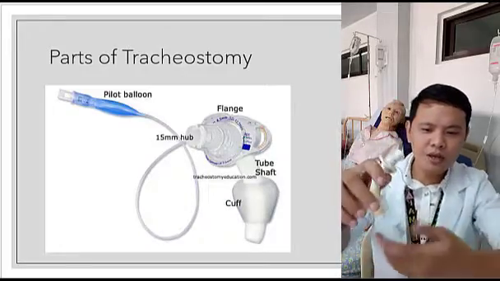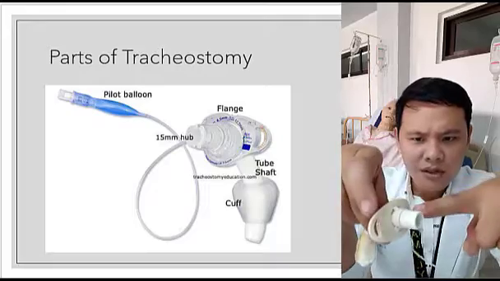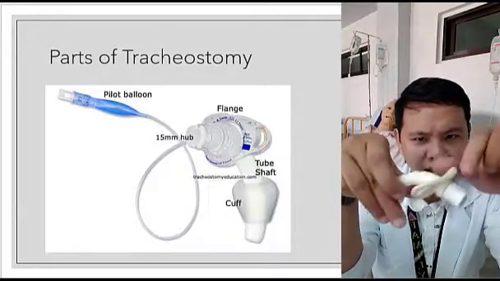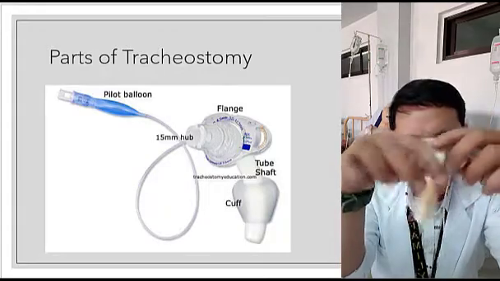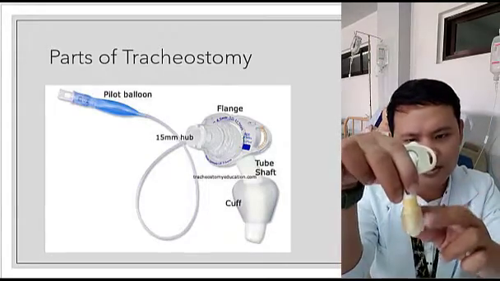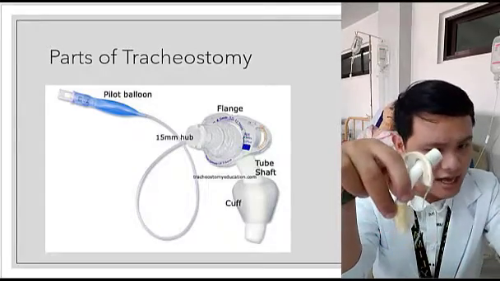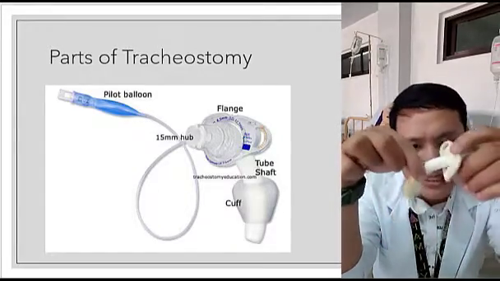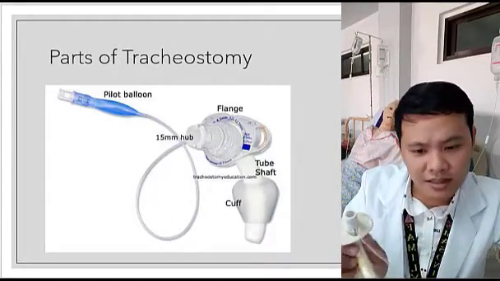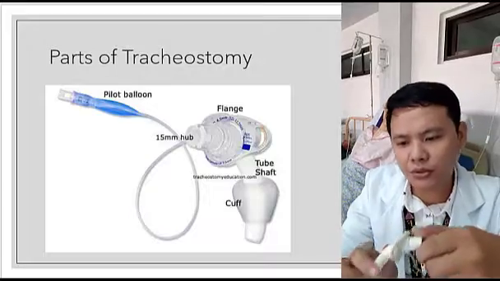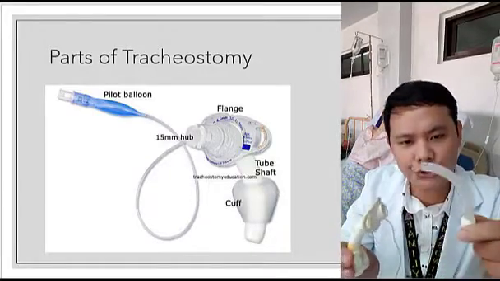Okay, so we have the pilot balloon, we have the 15 millimeter hub, we also have the flange, okay, this one, the tube hub, this is the tube hub, and we have the cuff, okay, to inflate. This one will serve as an anchor to the trachea, nasa ganon hindi mawiggle, hindi magkaroon ng movement, at hindi rin magkaroon ng trauma yung iyong trachea, okay. And also, inside the tracheostomy is the inner tube.